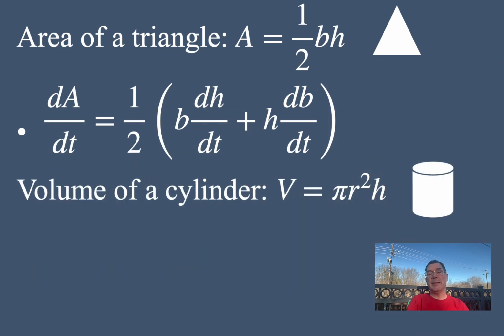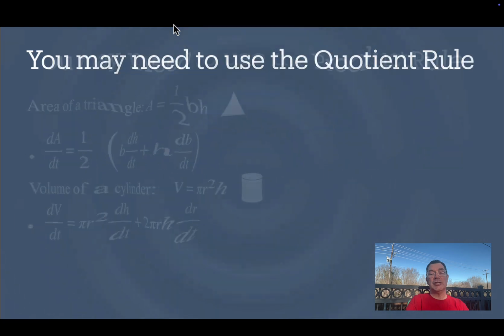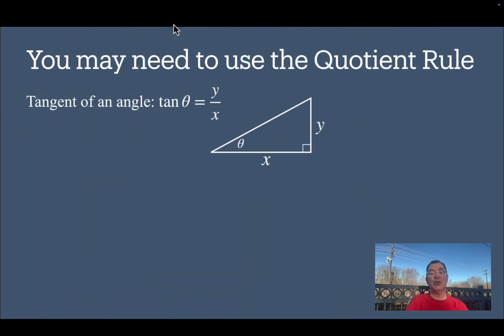Volume of a cylinder, same thing. I've got more than two variables in there. So when I take the derivative, I've got dV/dt equals pi r squared times dh/dt plus 2 pi r times the height times dr/dt. Again, product rule. And just as likely, I might have to do quotient rule.